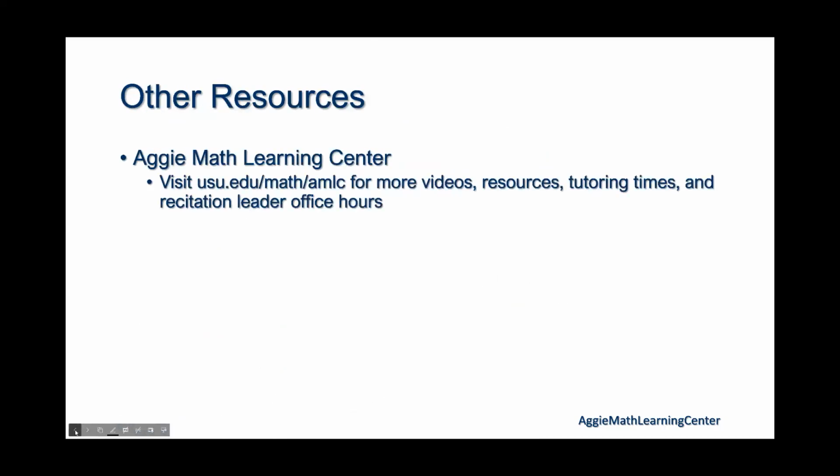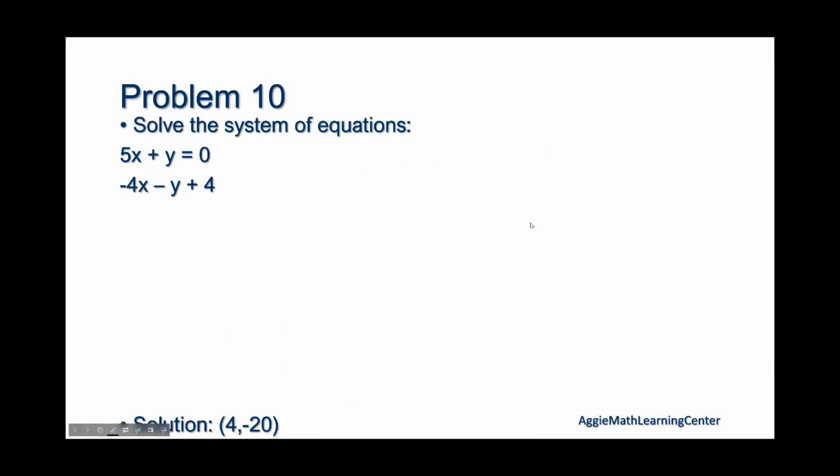Well, they were kind enough to give that one to us. So solve the system of equations. 5x plus y equals 0, minus 4x minus y plus 4. I also assume that was meant to be an equal sign. But let's go ahead and solve it. Pretend we don't see this for a second. And maybe the way I've written it, it won't work out that way anyway.